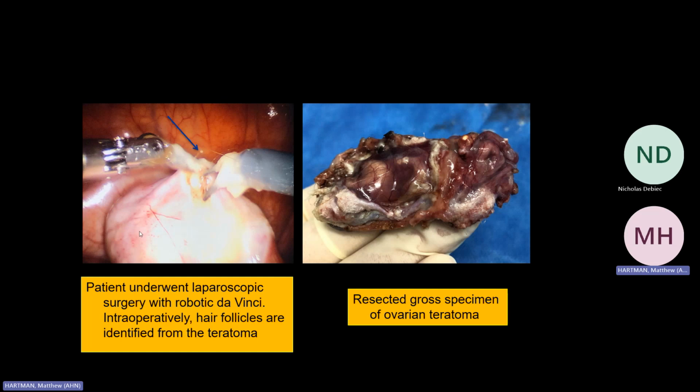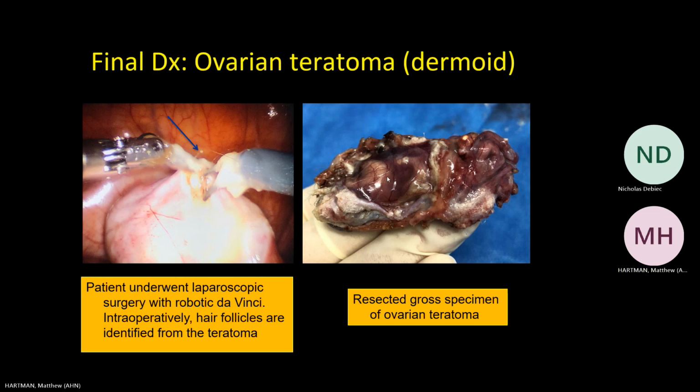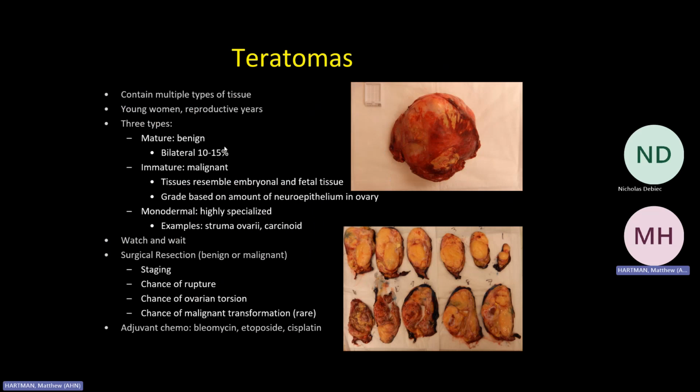This is a cool intraoperative picture. You can actually see the hair coming off of it. This is the gross specimen. Again, there's the hair there, some cystic components that they could pop, but this was a teratoma. And here's some information on teratoma. Here's another one sliced open. We always worry about them rupturing, serving as a source of torsion, and then rarely a chance of malignant transformation.